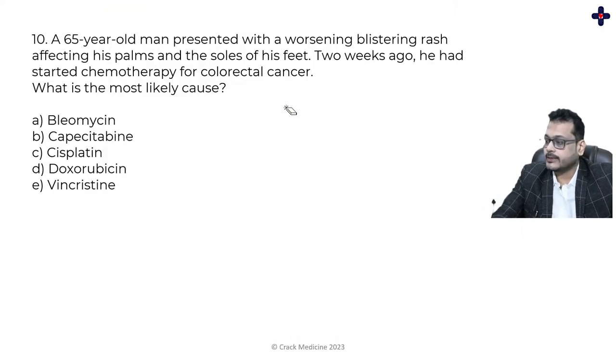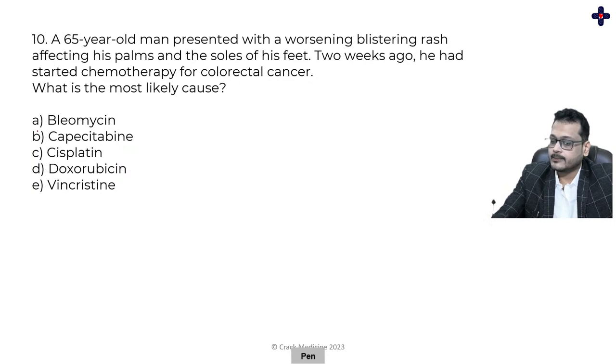Moving on to the next question, 10th question of the evening. A 65-year-old man presented with a worsening blistering rash affecting his palms and the soles of his feet. Two weeks ago, he had started chemotherapy for colorectal cancer. The following is the most likely cause. Come on, guys, I'll give you 5 seconds only for this one. Yes, the right answer is B, capecitabine.